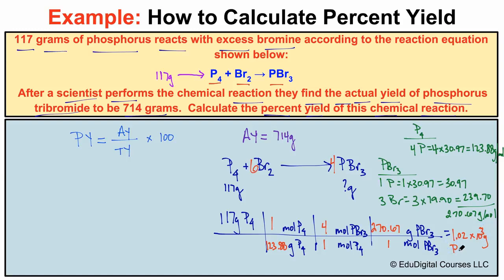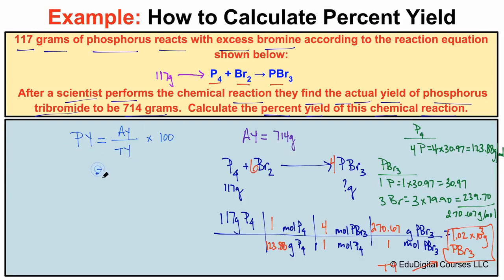Of PBr3. And this is not our final answer. This right here is just our theoretical yield. So we just figured out the theoretical yield. Theoretically, if we have 117 grams of this reacting with an excess amount of bromine, how many grams of phosphorus tribromide should be produced? 1.02 times 10 to the third grams. And this right here is going to be our theoretical yield. So now, how can we figure out our percent yield?